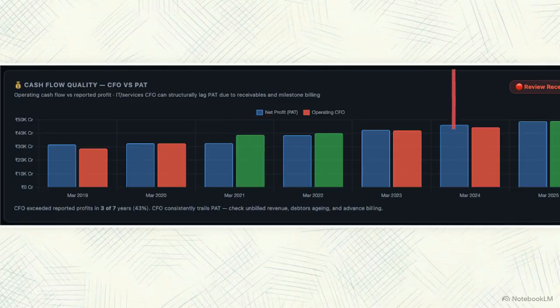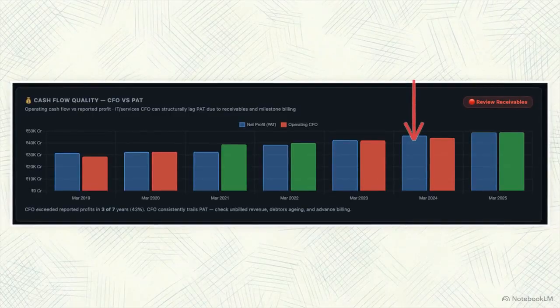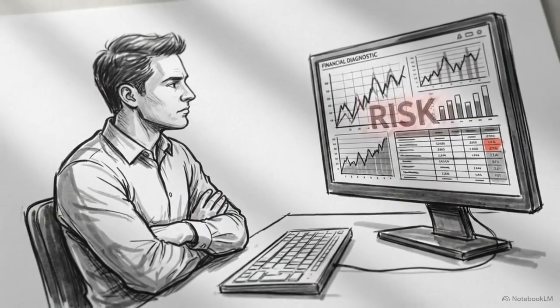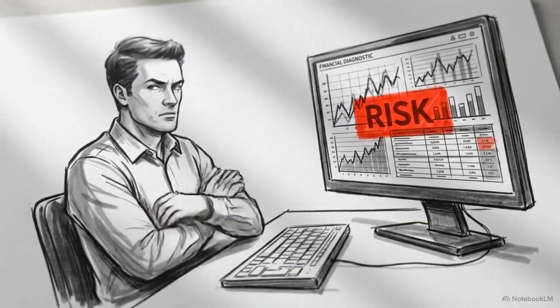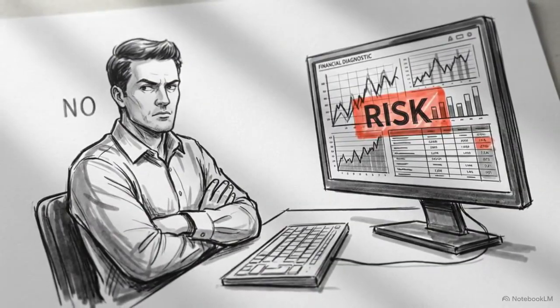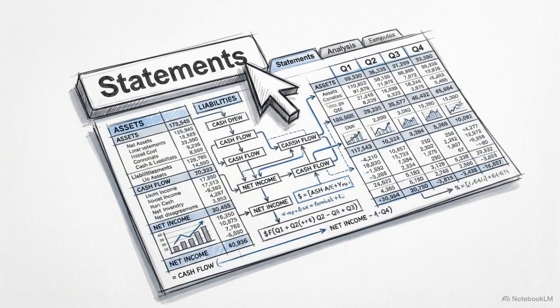If the blue profit bar consistently towers over the red cash flow bar, the company is booking revenue it hasn't actually collected. The platform automatically flags this mismatch, prompting an immediate review of receivables. Failing this specific cash quality test renders the rest of the P&L irrelevant. It signals a hard stop for a deeper forensic investigation. Once the visual patterns and cash quality are verified, the analysis moves into Phase 2, the Statement subtab.